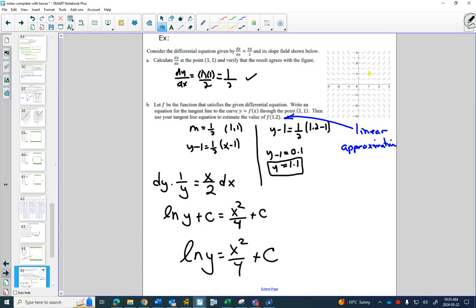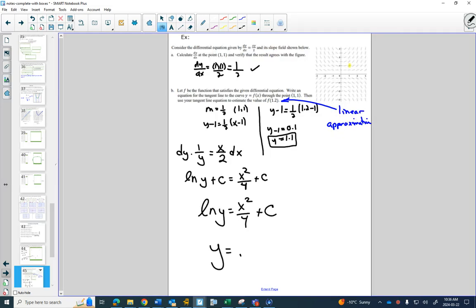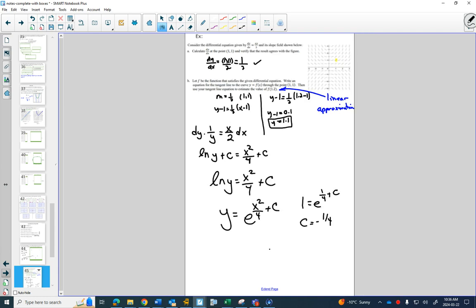If I wanted to solve for y, it would be e to the x squared over 4 plus c. Base is e. There's my equation. I still have to solve for c. So I know it goes through the point (1, 1). So when y is 1, I hope. Okay. What's c? There we go. c would have to equal negative 1/4.